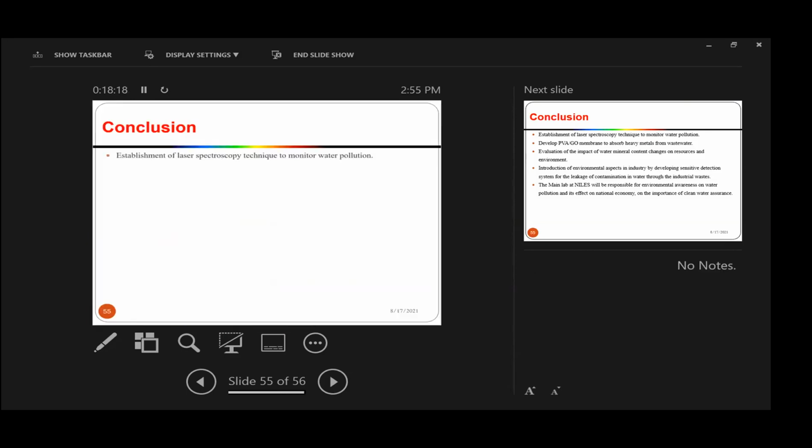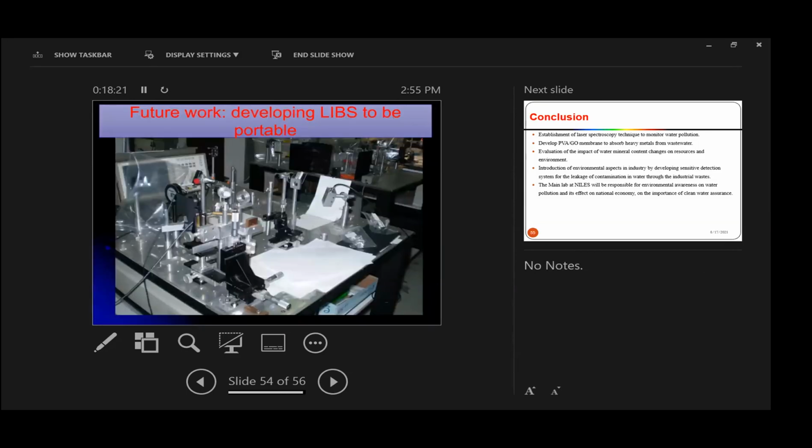Of course, another task is that this LIPS system, up till now, is not portable. It is a huge system in our laboratory, and we are looking for funding to make it a portable system, so that the whole system, including the filters, the graphene oxide BVA filter and the LIPS system, can be portable to move to water stations for filtration and monitoring how much pollution we have.